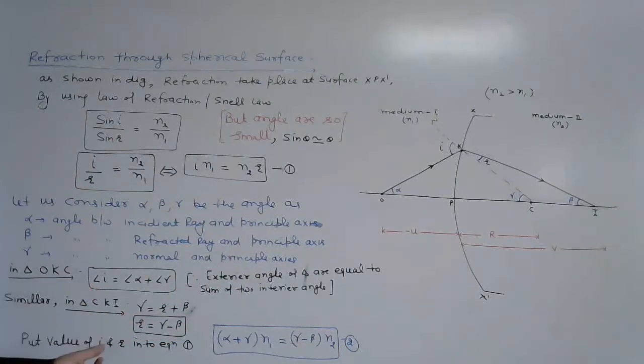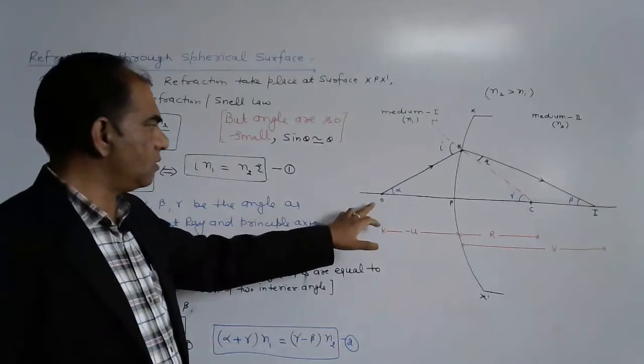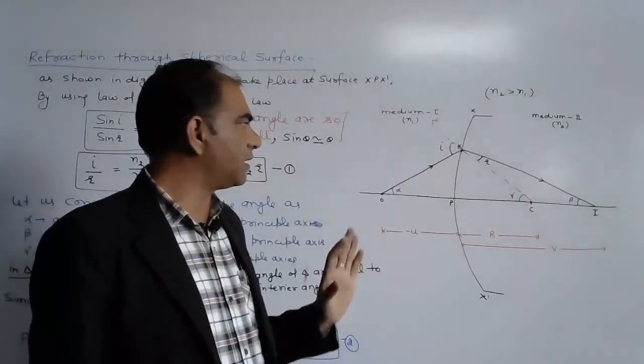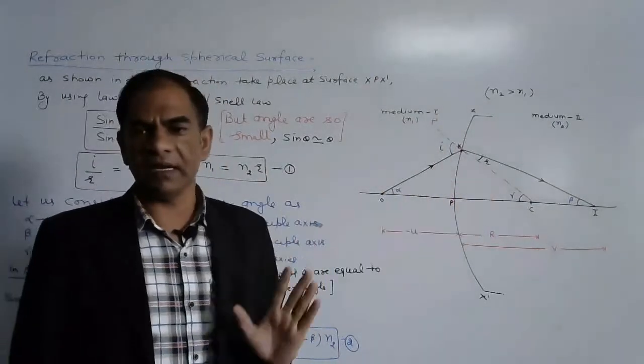Once again, I repeat this phenomenon. This is the object. Incident rays start from here, and after refraction at K, they give the final image at I.